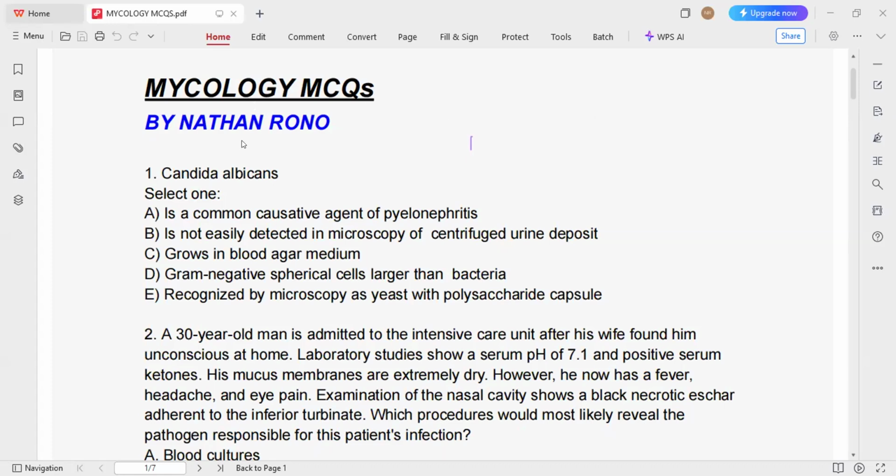Number 1, Candida albicans. So let's go through the choices as we eliminate. Choice A is a common causative agent of pyelonephritis. Is that true? What is the most common cause of pyelonephritis?